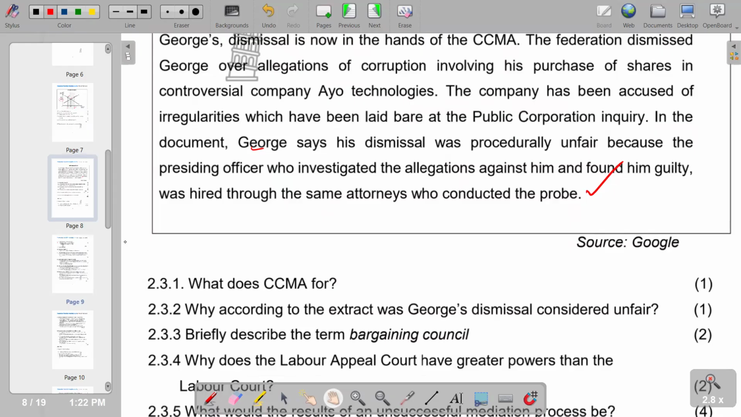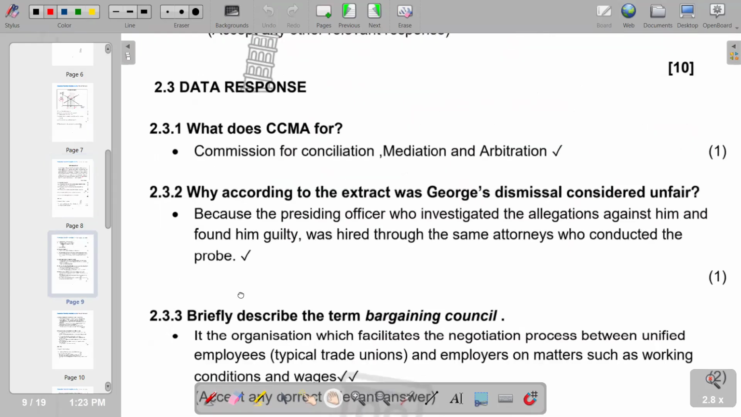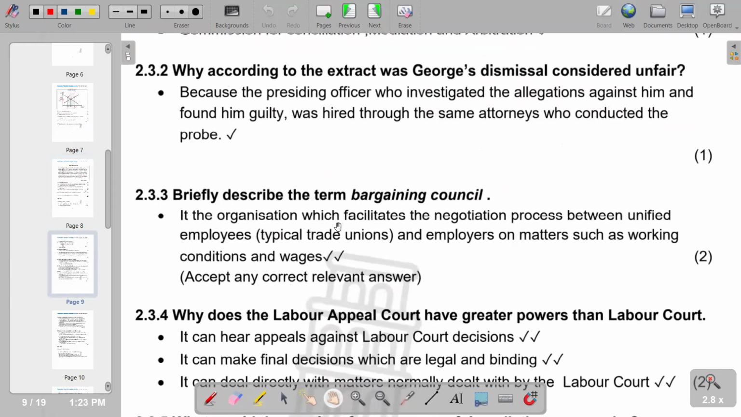So, in terms of describing a bargaining council, it is an organization which facilitates the negotiation process, obviously between the employees and employers. So that is the bargaining council. As I explained, the other section was saying it is the organization which facilitates a negotiation process between unified employees, in brackets typically trade unions, and employers on matters such as working conditions and wages.